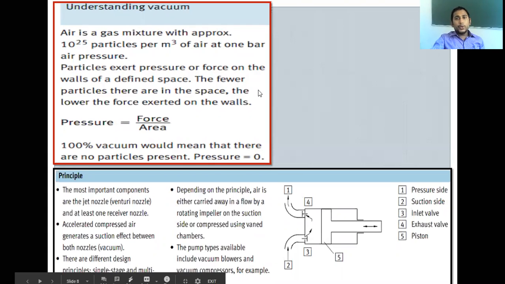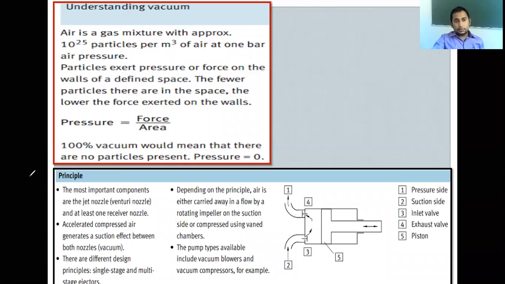So look at the second figure. This figure indicates a vacuum pump. This first portion indicates the pressure side. The second one indicates the suction side. The third one indicates the inlet valve. The fourth is the exhaust valve.